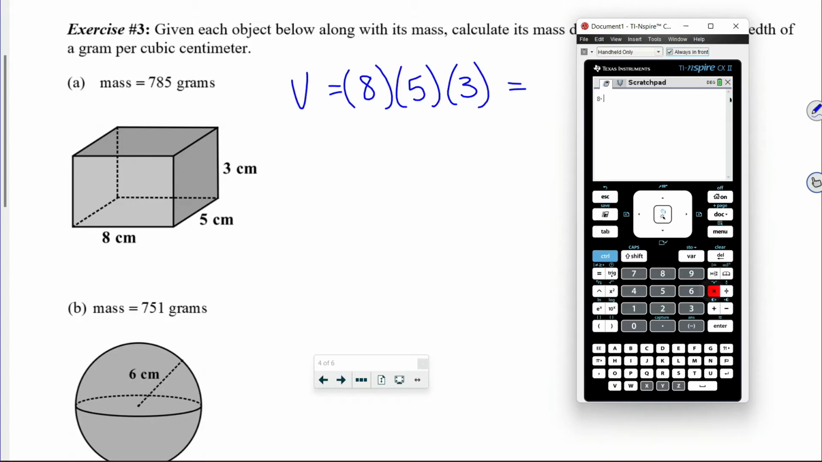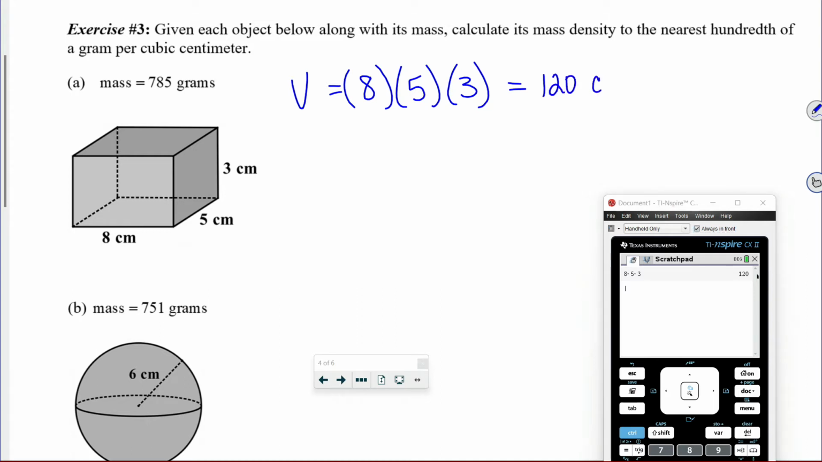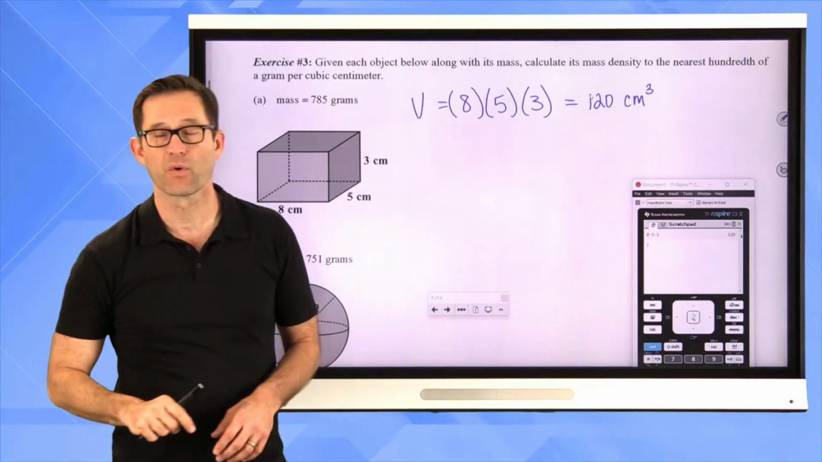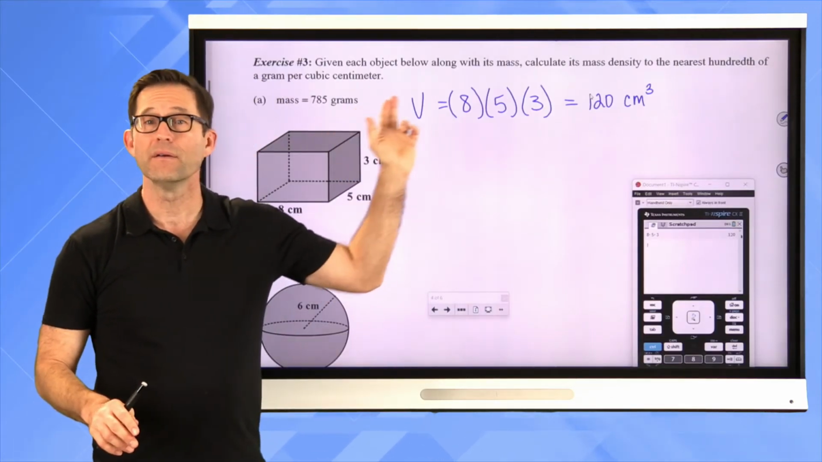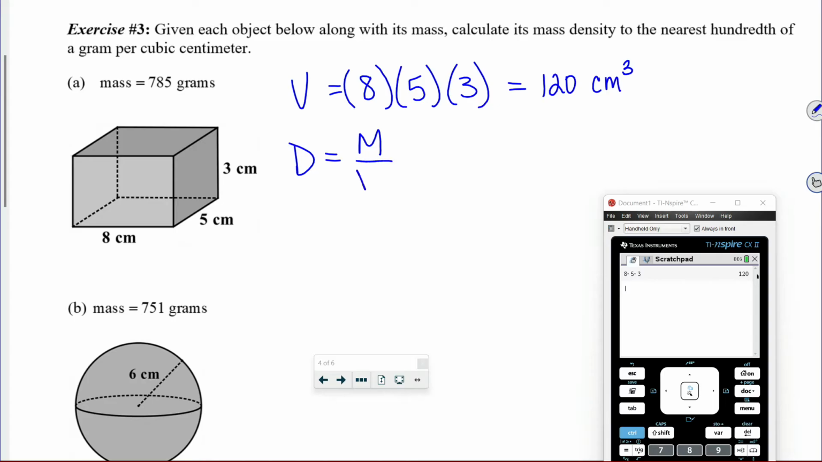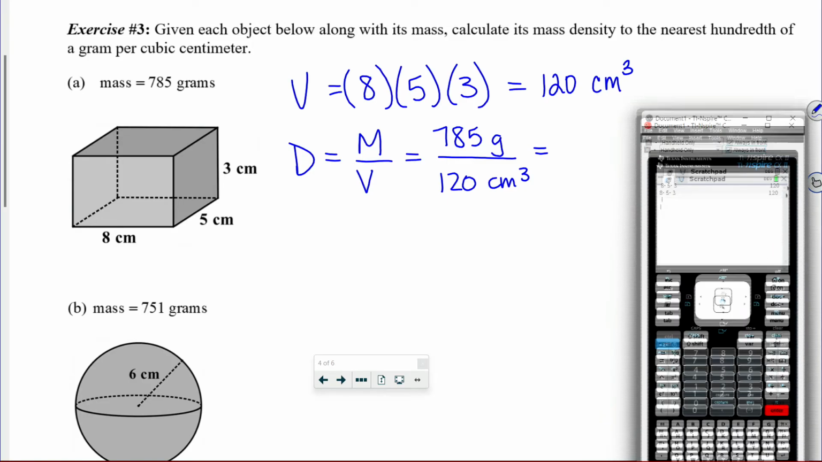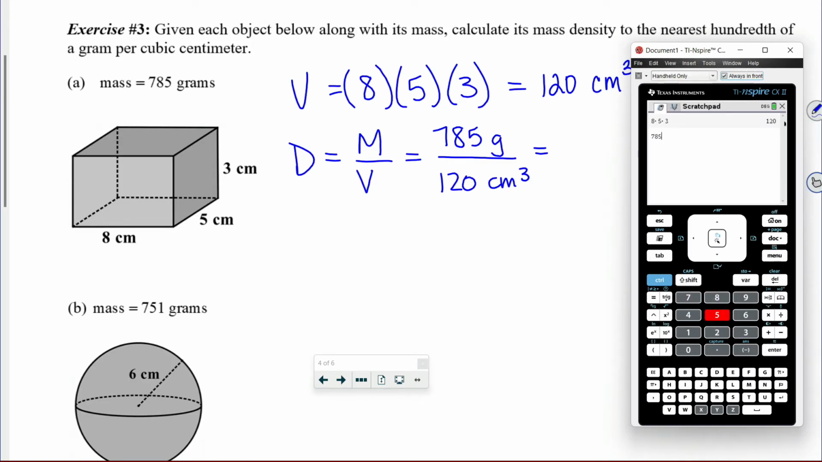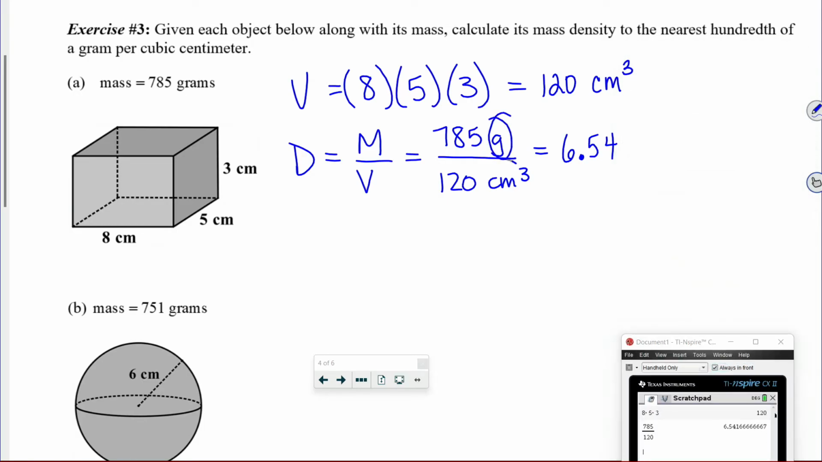Let me clear all this out. 8 times 5 times 3. And that's going to be a volume of 120 cubic centimeters. Awesome, great. Now, all I have to do is take my mass and divide it by my volume. Density is going to be mass divided by volume. That's going to be 785 grams divided by 120 cubic centimeters. And I actually think it's great to carry the units along here because you can really see it then. I'm going to have 785 divided by 120. And I'm going to find, to the nearest hundredth of a gram per cubic centimeter, 6.54. You can just see those units. There they are, grams per cubic centimeter.